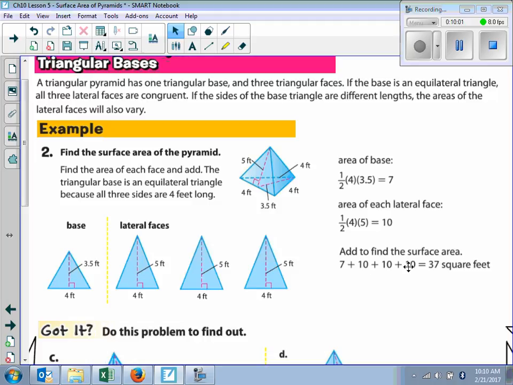And see 10 plus 10 plus 10, that's repeated addition, which is multiplication. So all you have to do is multiply the 10 times 3 and then add the area of the base. So that gives us 37 square feet.